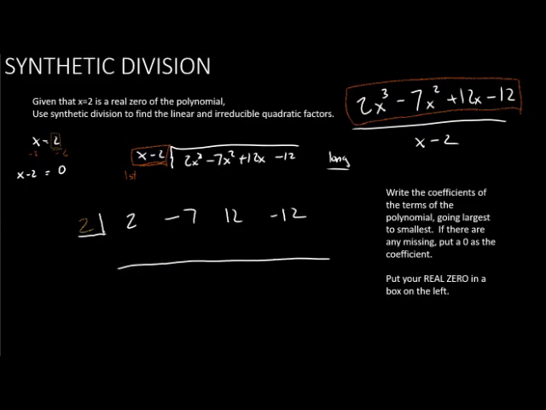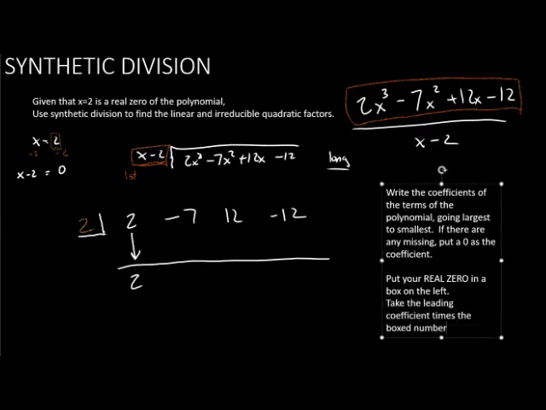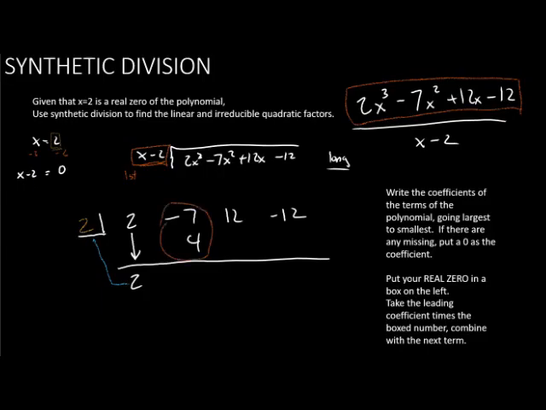We're going to begin by bringing down the leading coefficient. That's this 2, I've written an arrow underneath. We're going to take that leading coefficient times the box number. Once we've found what that is, we're going to combine that with the next term in the chain. So we will take the 2 that we just brought down times the 2 on the left. This will give us 4. Then we will combine these two numbers, negative 7 and positive 4. Negative 7 plus 4 will give us a negative 3.